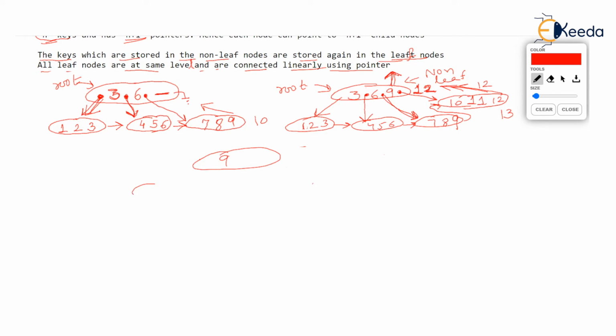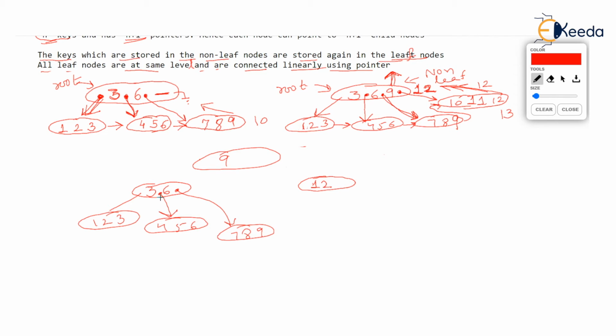You have below this, you have 3 and 6. Observe, this was due to splitting of 3, 6, 9, 12. 3, 6, 9, 12 was split, and the other node that we are having is storing only 12. Now left of 3 is still 1, 2, 3. No change there. Pointer between 3 and 6 is still pointing to 4, 5, 6. Pointer to the right of 6 will still point to 7, 8, 9.